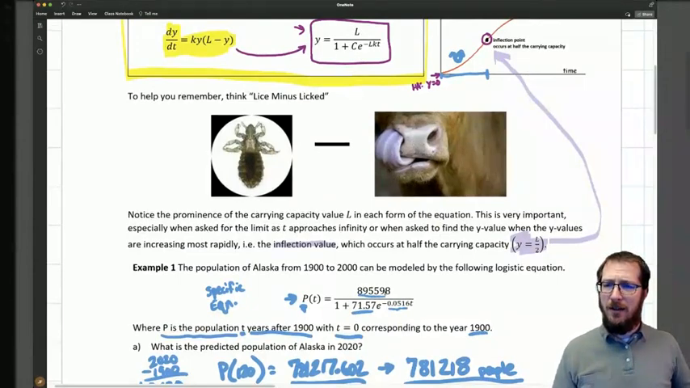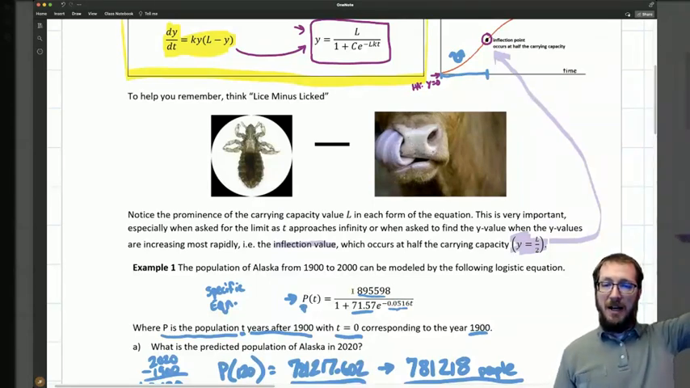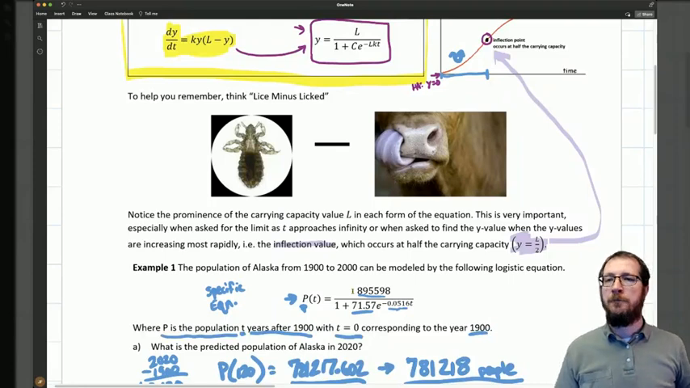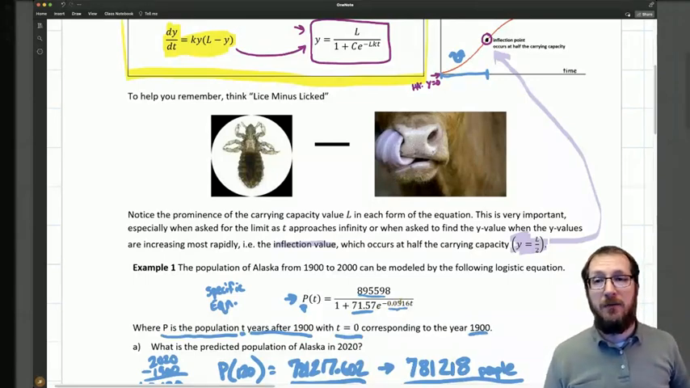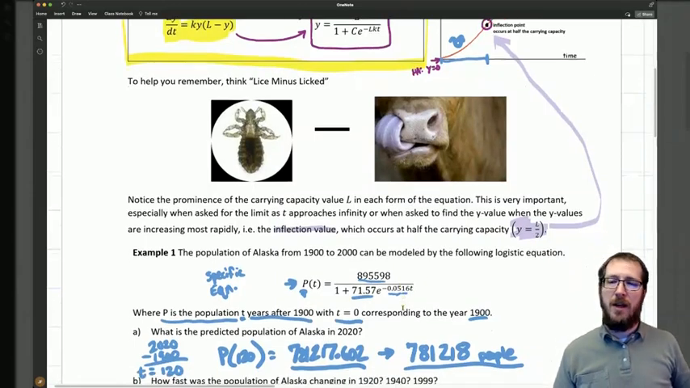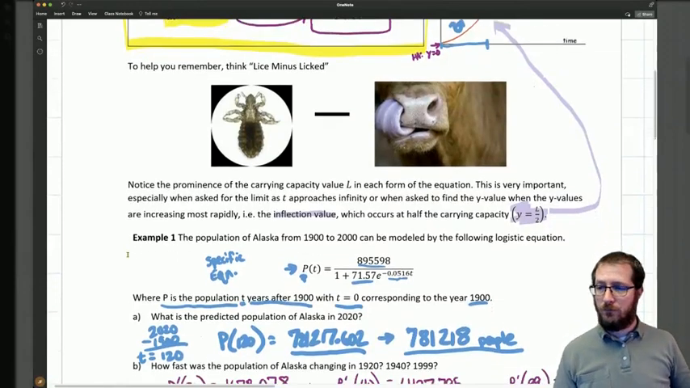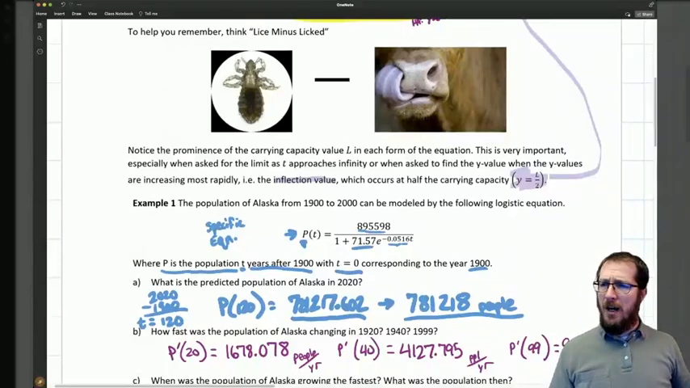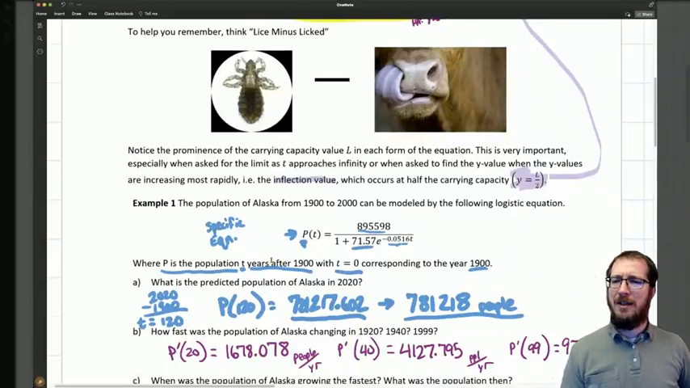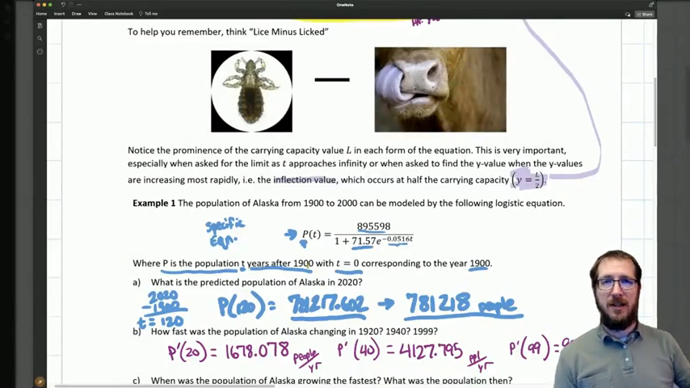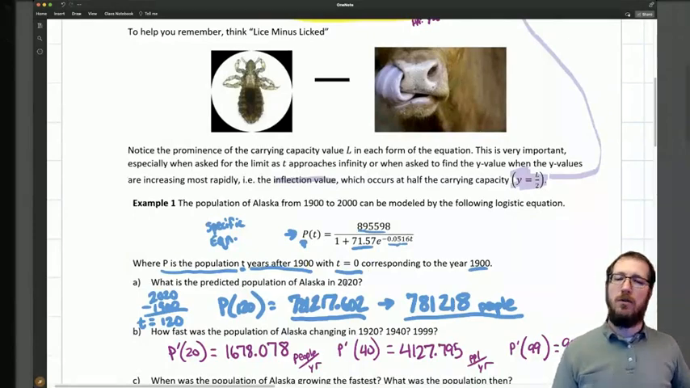Okay, so we can see the L is that numerator. So right away we can say the carrying capacity is 895,598. Our C value is 71.57. And then this is the product of the opposite of L and K, so we could find K from that if we needed to, for example, if we needed to go back to the differential equation for some reason. It tells us that P is the population T years after 1900, so that's kind of our 0 there. T equals 0 corresponds to the year 1900.